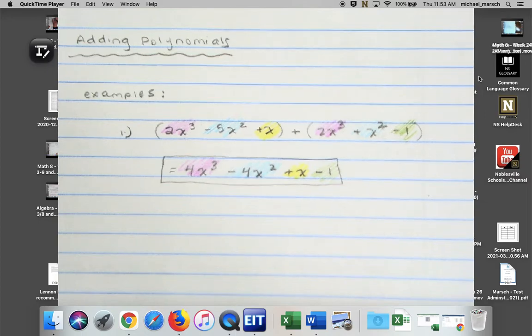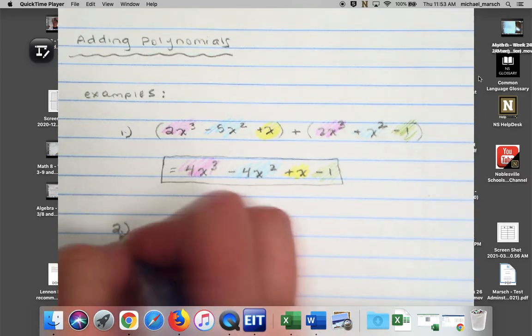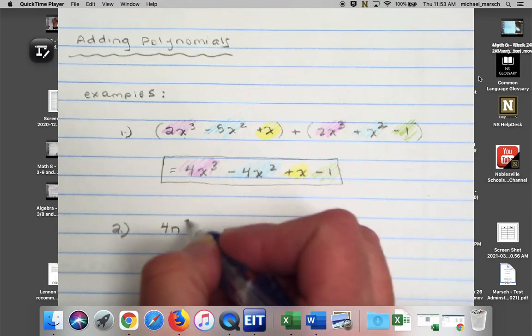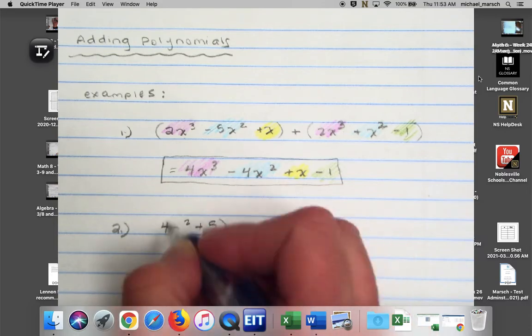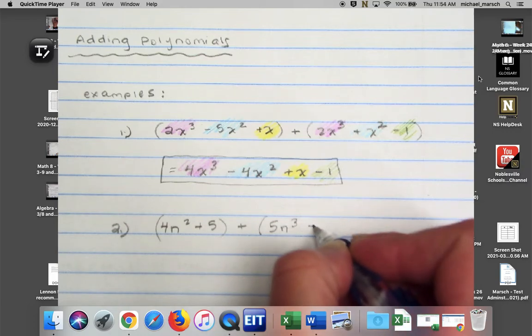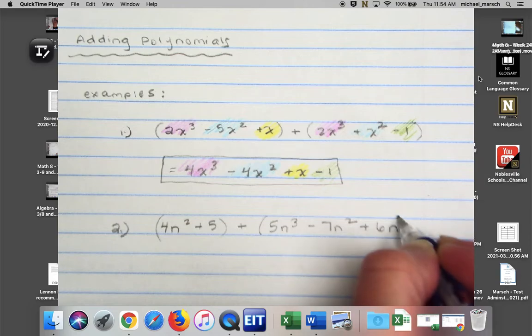Okay. All right, let's do another example. 4n squared plus 5 plus 5n to the third minus 7n squared plus 6n.